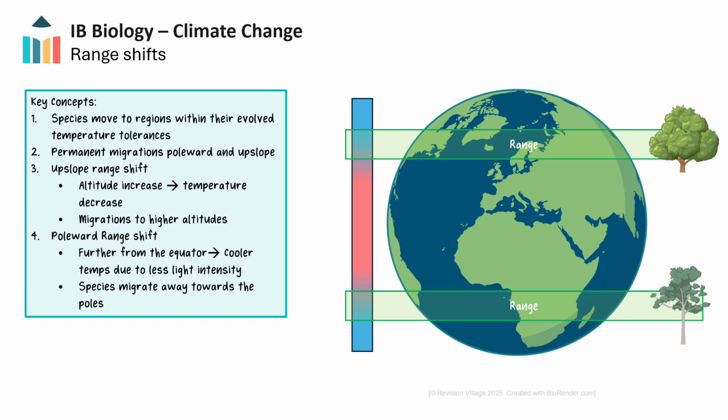A similar pattern occurs in the southern hemisphere, where species tend to shift their ranges away from the equator and towards the South Pole in response to warming temperatures. These range shifts provide compelling evidence of climate change and highlight how ecosystems and species are attempting to adapt to changing environmental conditions. However, such shifts may not be possible for all species, particularly if suitable habitats are already occupied or lost to human development.